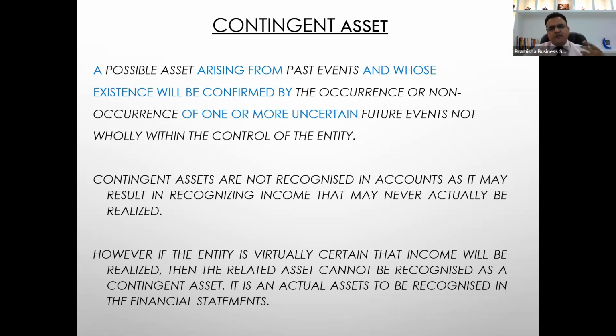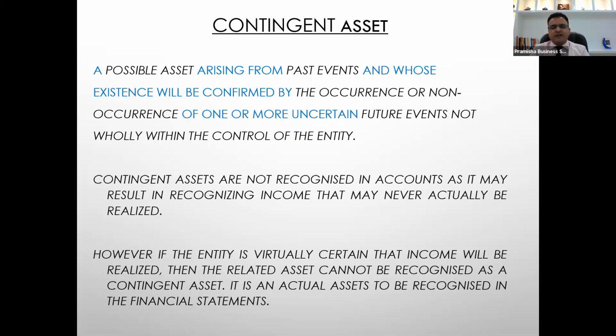So we cannot record anything as part of the books. We are not even required to disclose this fact. However, if the entity is virtually certain that income will be realized, so virtually certain means this is no more a contingent asset. This is in the category of an asset now. It is an actual asset to be recognized in the financial statements. So if it is uncertain, it is contingent. We may not even disclose. But if there is a virtual certainty, it becomes an asset. So the life cycle is very short, contingent asset to directly asset.